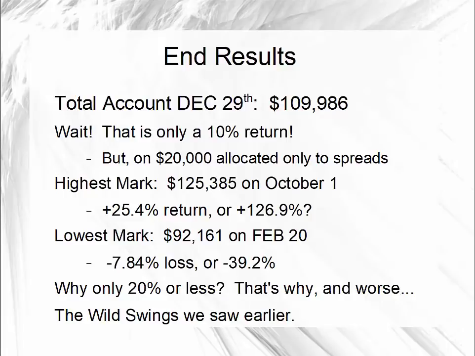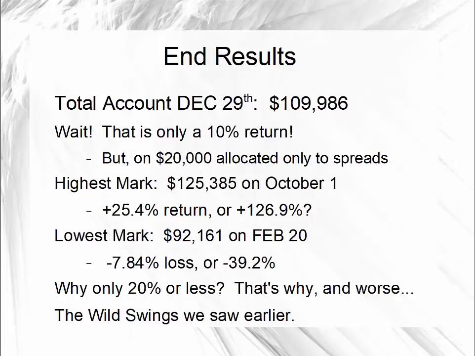Now, the lowest mark, believe it or not, was not at the end of the year, after October, November, December. It was on February 20th, after the February 5th through 9th volatility spike. Well, the volatility didn't collapse, the volatility spiked, but the volatility effect from February 5th through 9th, the account went down to $92,000. It was roughly a 7.8% loss, or a 40% loss, because it was $7,800 or so on the $20,000 that was allocated.